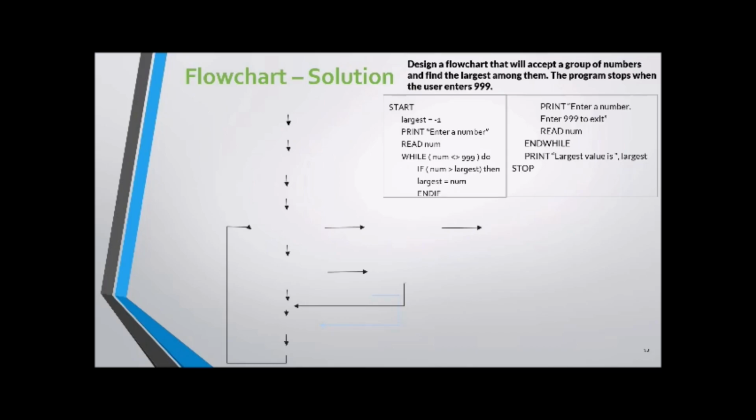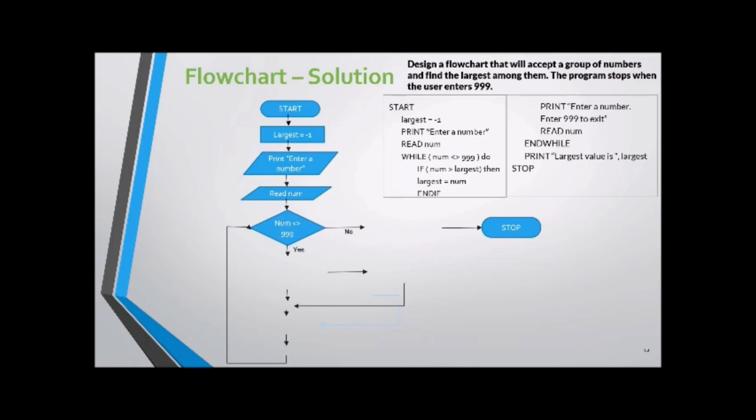The solution shows the oval being used for the start and stop points of the flowchart. It then shows the process symbol, which is used to initialize the variable, largest. Input-output symbols are then used to prompt for and accept a number, after which the decision symbol is then used to determine if the value entered is not equal to 999.